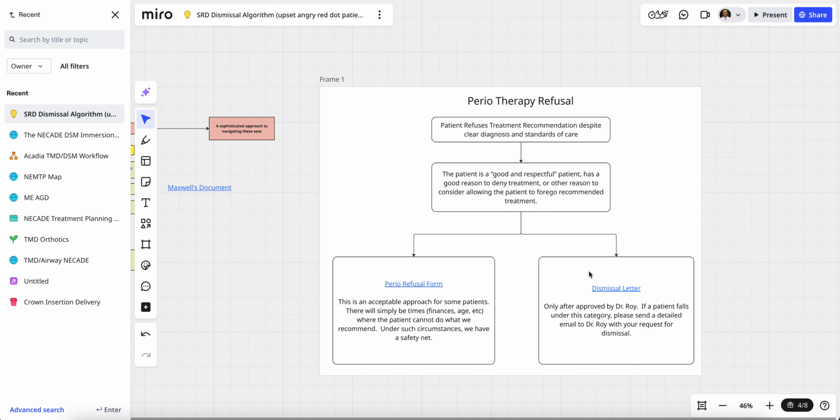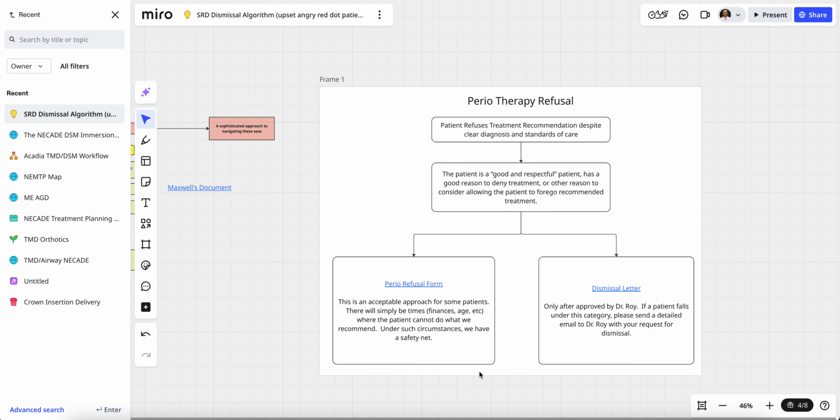Where I see this being very powerful is that as more and more patients become more emotional and more angry, we at least have a tool to help the patient that we want to help. So, perio therapy refusal, opening this up for further conversation. If you don't have a full understanding of the perio refusal form, please let me know. And every patient that falls under this, I'd like to be looped in. So just shoot me an email, and we'll continue to build this out so that everybody feels comfortable with it.